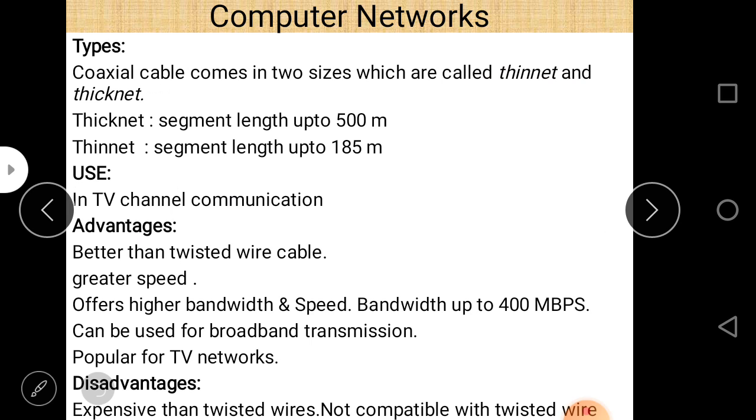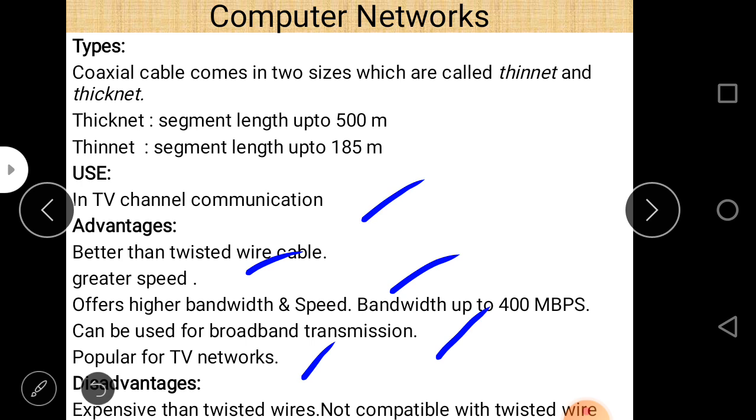As far as the types are concerned, there are two main types, thicknet and thinnet. Segment length of thicknet is up to 500 meter and segment length of thinnet is up to 185 meter. It is used in TV channel communication. As far as advantage is concerned, it is better than twisted pair cable, has great speed, offers high bandwidth up to 400 megabits per second, can be used for broadband transmission and is popular for TV networks.